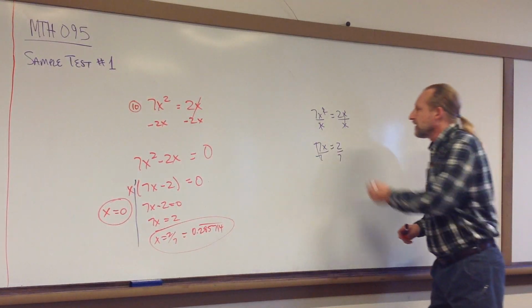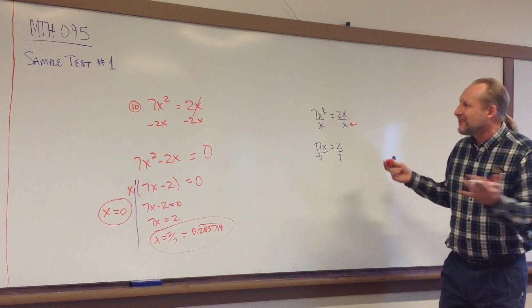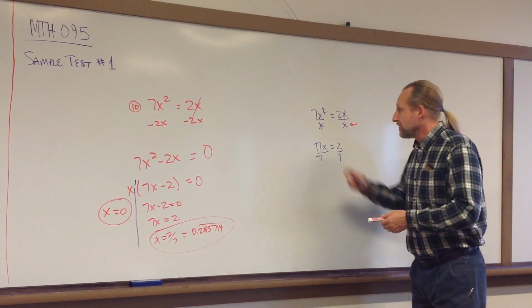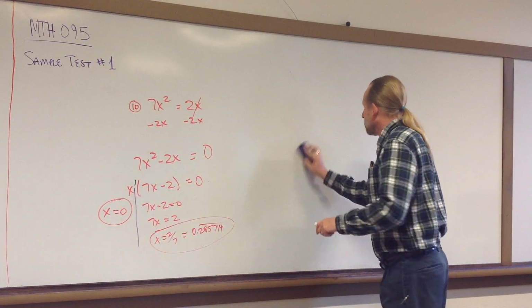You lose that answer because when you divide by X, you can't divide by 0, and therefore you're eliminating the possibility that X could be 0. So again, please don't do this. It's not correct.